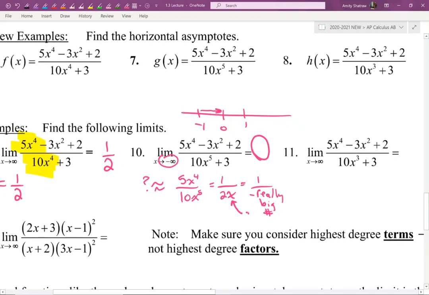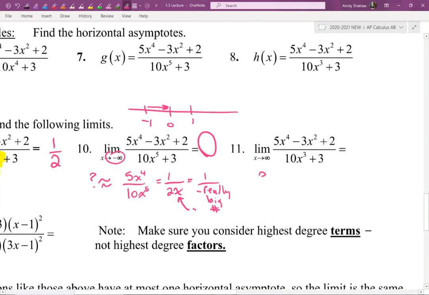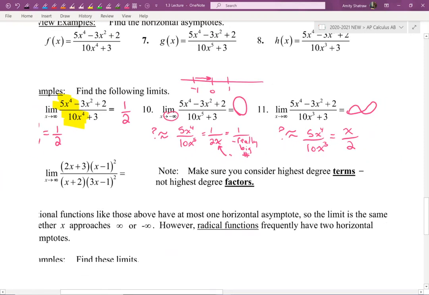Okay? Now this one right here, again, my shady math says that I have a fraction and I can simplify it. This is x to the fourth and this is 10x cubed. And I want to simplify this fraction, and I'm going to say that I have x over 2. And it's like, well, if I put in a million and I divide it by 2, then I'm still going to get a really big number. Sure, it's half of a million. But what if I put in a quadrillion? What's half of a quadrillion? I don't even remember. But it's a really big number. It's basically infinity.